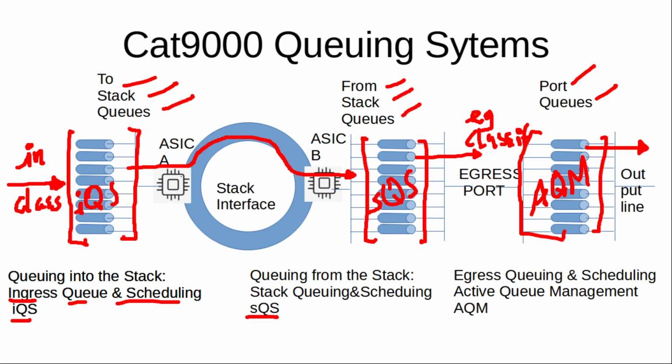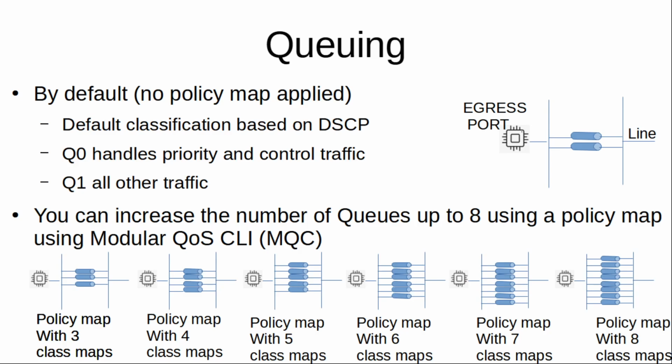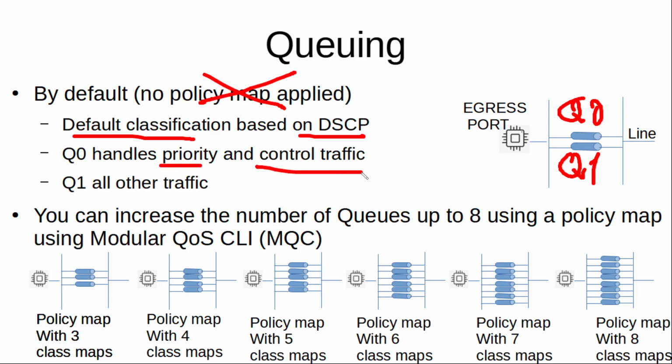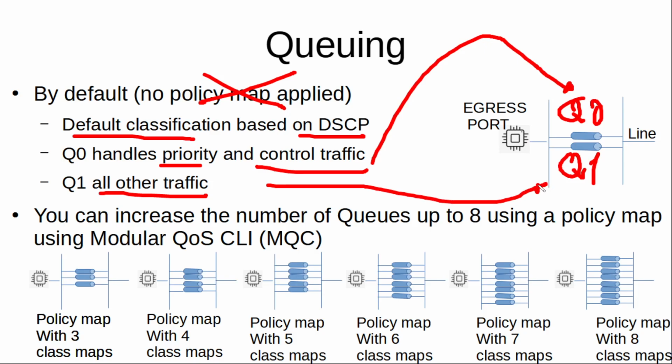Let's talk about now what happens if you don't apply a policy map to your interface. If you don't apply a policy map into your interface, you will have only two queues being used, Q0 and Q1, and then you will have a default classification based on DSCP. This classification will send priority and control traffic into Q0 and all other traffic into Q1. For instance, all traffic marked with EF will be placed into Q0.